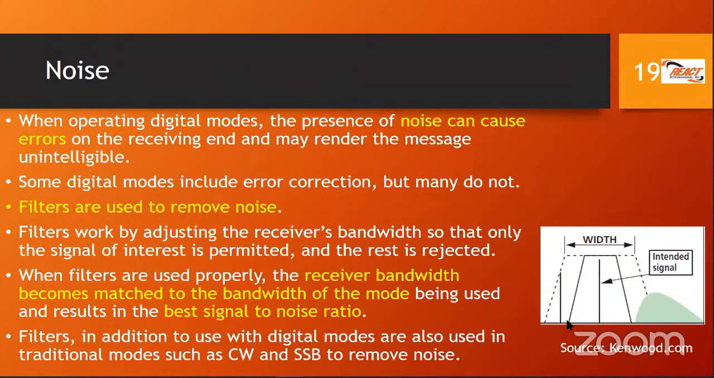It's excluded. So because I use a narrow enough filter, a proper filter for the mode that I'm using, the bandwidth of my signal, I use a filter to just keep that signal in check. I exclude anything outside of it so it does not interfere. And we say that when filters are used properly, the receiver bandwidth becomes matched to the bandwidth of the mode being used and results in the best signal-to-noise ratio. So this is an exam question, so we need to be aware of that. When we use filters, that's exactly what it does. And in addition to using filters for digital modes, don't think we don't use filters for other modes such as CW and SSB.